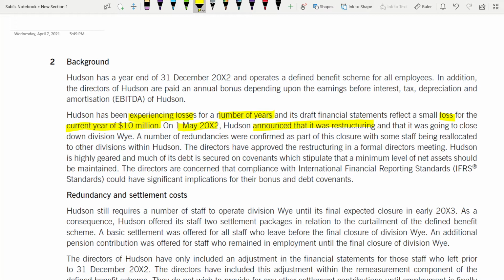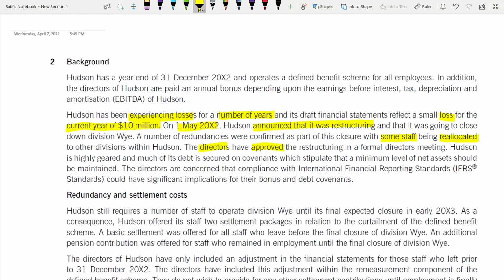So a number of redundancies were confirmed as part of this closure, with some staff being relocated to other divisions within Hudson. So some of the staff has been relocated. The directors have approved the restructuring in a formal directors meeting. So directors have approved. And Hudson is highly geared and much of its debt is secured with covenants which stipulate that a minimum level of net assets should be maintained. For your ethics part, this might be a very important fact.